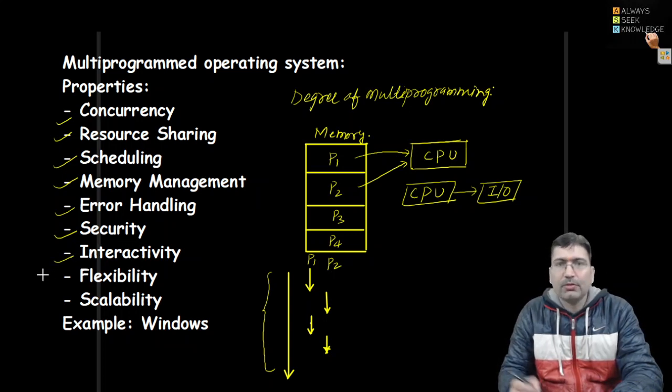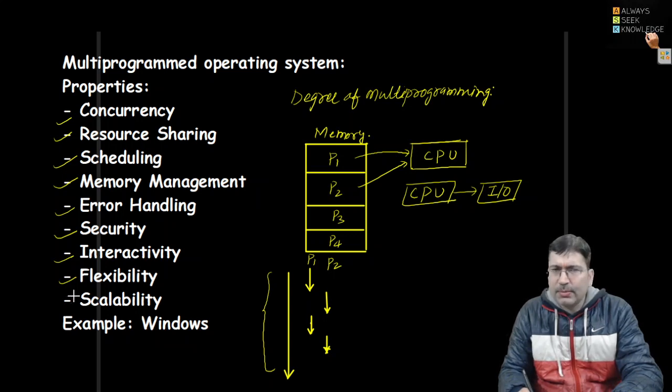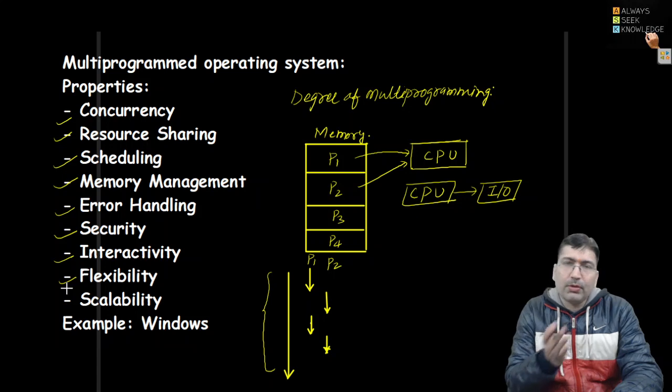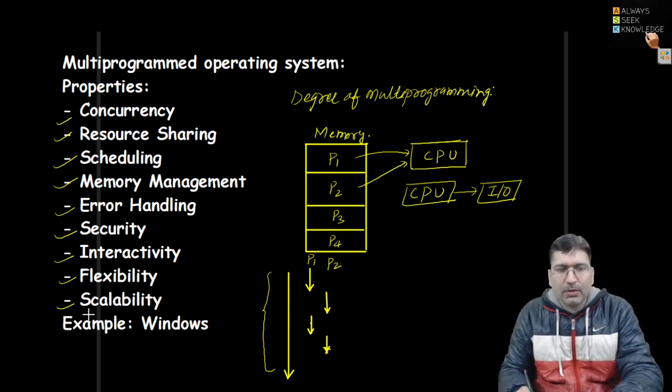Interactivity is there. The user can interact in between, in real time, while the tasks or jobs or processes are executing. Such systems are flexible as compared to the batch operating system. Batch operating system executes the jobs in a sequential manner, with very little flexibility. This system is also scalable in terms of the number of processes. One example you can consider is Windows.